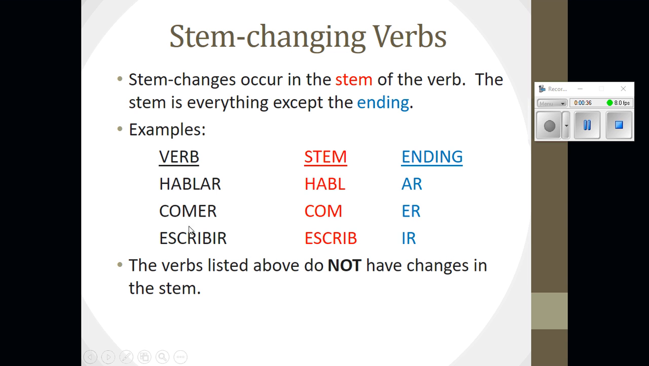There are two parts to each of these verbs. Okay, one is the stem and one is the ending. The ending of all verbs in Spanish would be AR, ER, or IR. The stem is everything that is left when you remove the ending. Okay, so the verbs above do not have changes in the stem. So yes, we're going to talk about stem changing verbs today, but remember these verbs hablar, comer, and escribir, they do not have changes in the stem. Okay, so pause the video and fill in the first part of part A of the note guide.